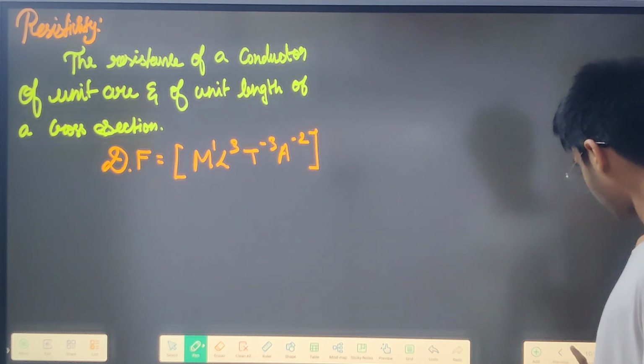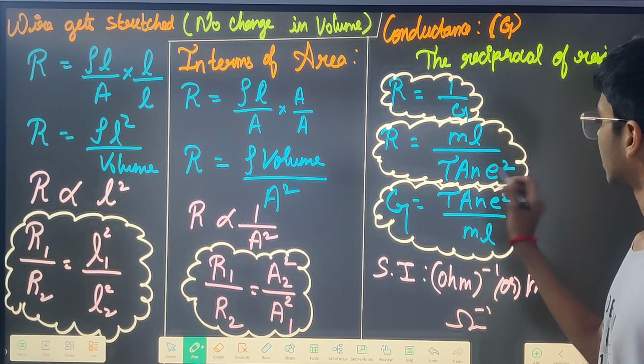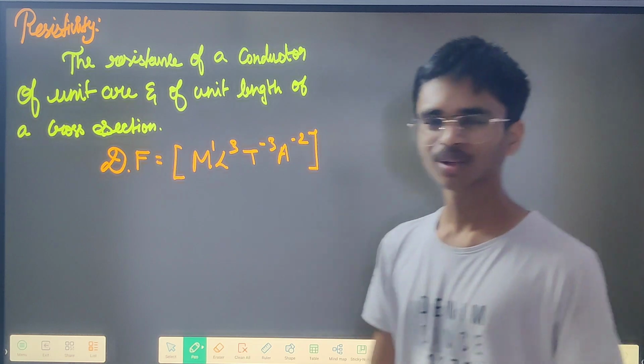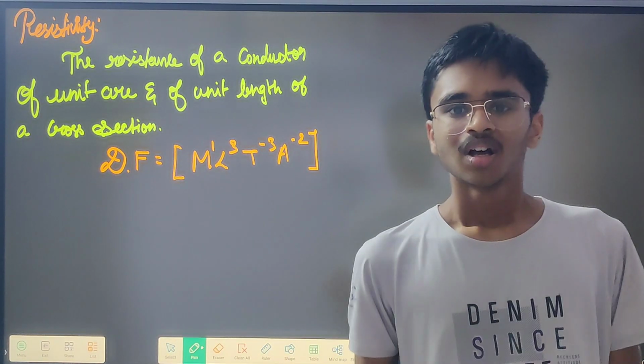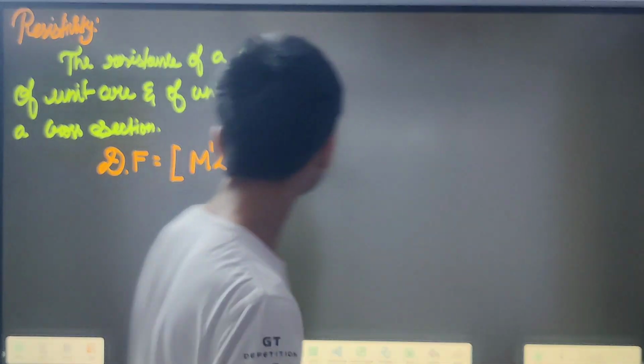For resistance you can take it from here even, right? Where ML by T^3 A^2 is there, from there we can take it now. Or you can also take it from V is equal to IR, right? From that formula also we can take.